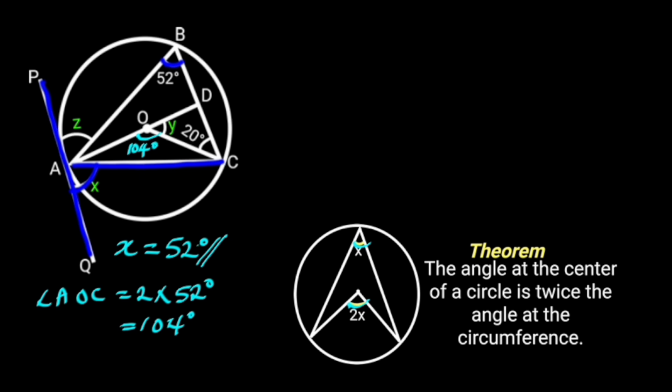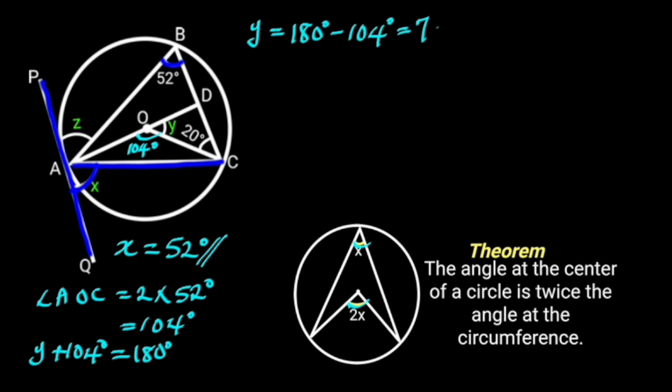Now, to find the angle Y, Y is in a straight line with 104 degrees. So, Y plus 104 degrees is equal to 180 degrees. Reason. The sum of angles in a straight line is 180 degrees. Now, we can go further to solve for angle Y. Y is equal to 180 degrees minus 104 degrees, which is 76 degrees.